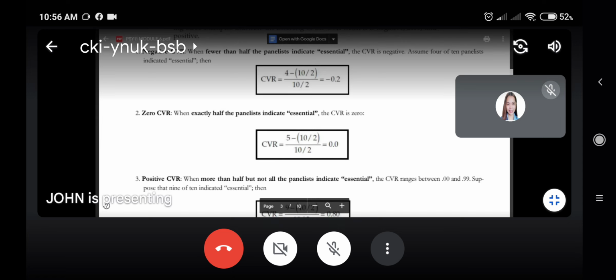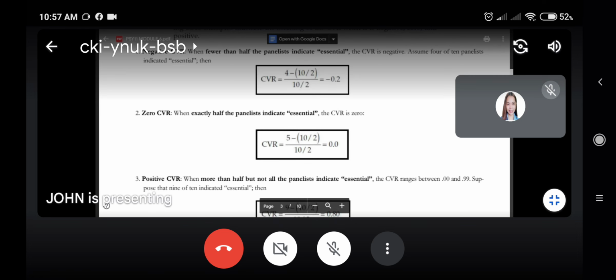Ang hirap mag-decide nun, no? Yung kalahati nagsabi ng essential, kalahati nagsabi ng hindi. Paano mo i-determine? Tatanggalin ko ba yung item na yun o hindi? Diba? What do you think? Kaya kung kukuha kayo ng judges to evaluate something, you need to ensure that they are odd in numbers.